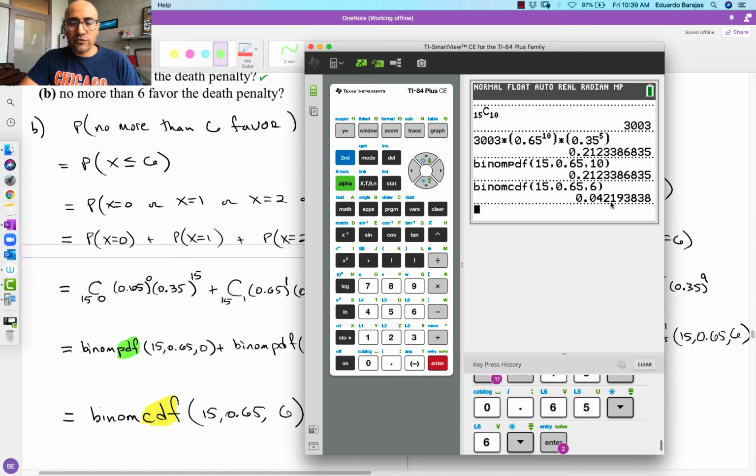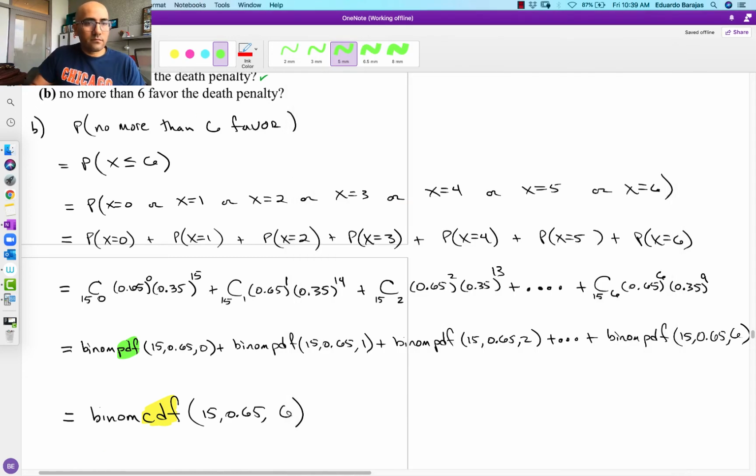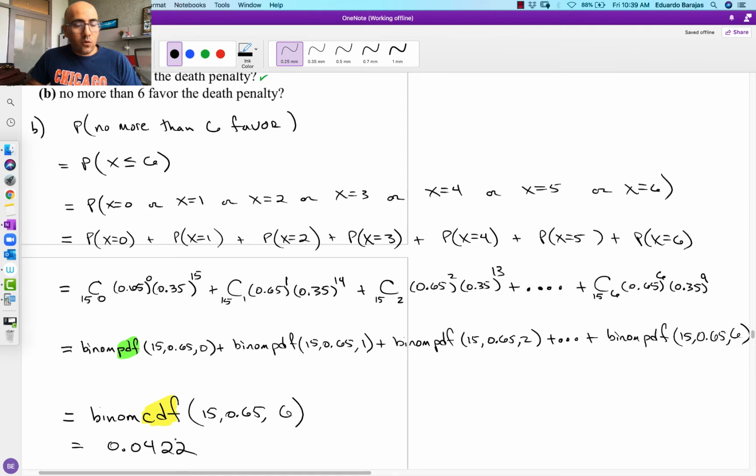0.0422, which is a little over 4%, right? So it's a pretty small likelihood that in a group of 15, we will get either 0, or 1, or 2, all the way up to 6 results. So it's still a fairly low likelihood of receiving such a result.